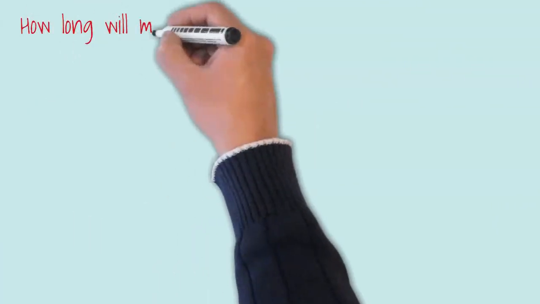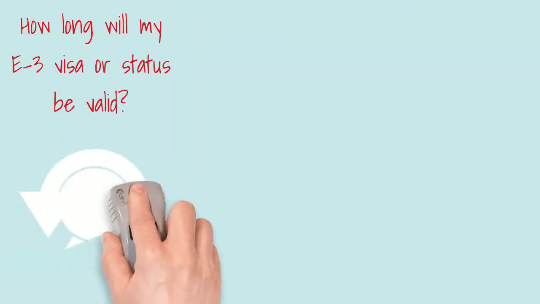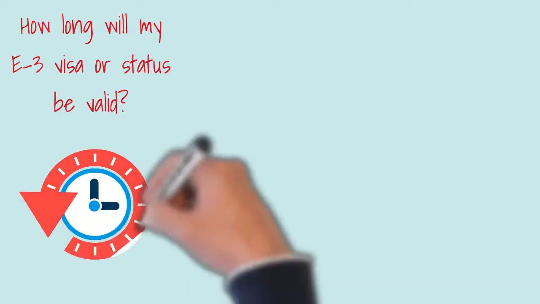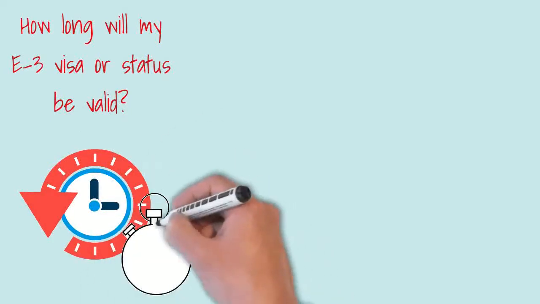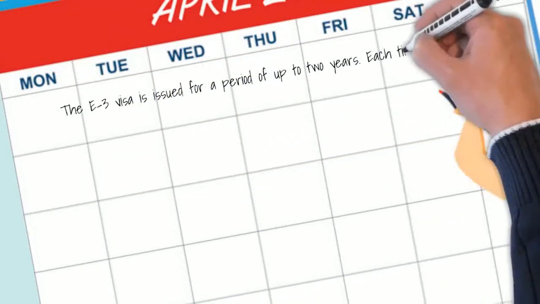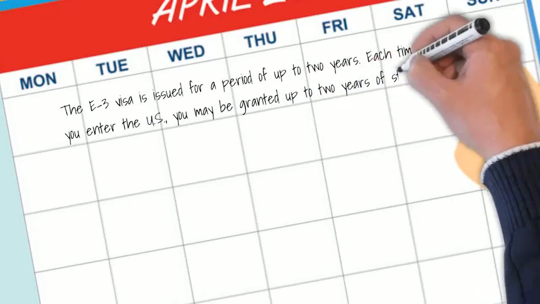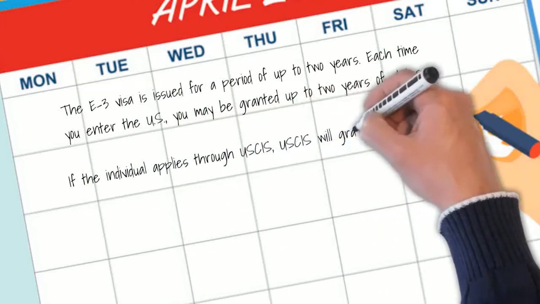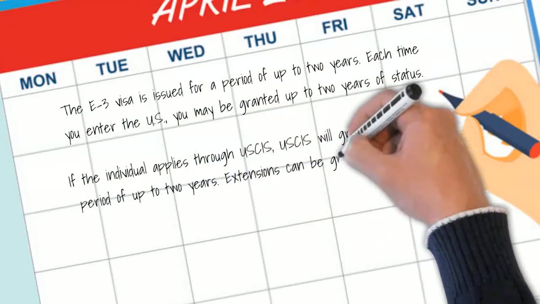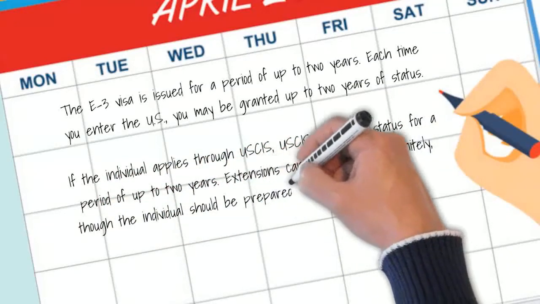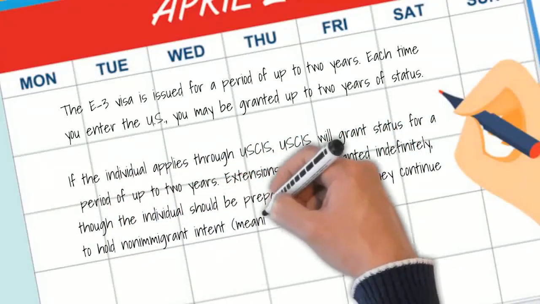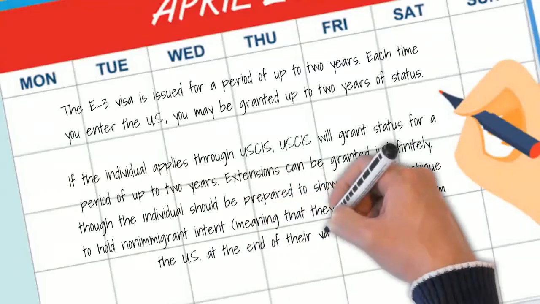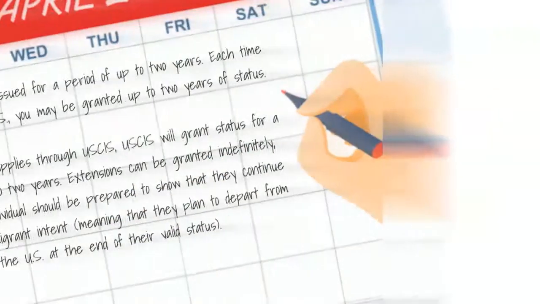How long will my E-3 visa or status be valid? The E-3 visa is issued for a period of up to 2 years. Each time you enter the U.S., you may be granted up to 2 years of status. If the individual applies through USCIS, USCIS will grant status for a period of up to 2 years. Extensions can be granted indefinitely, though the individual should be prepared to show that they continue to hold non-immigrant intent, meaning that they plan to depart from the US at the end of their valid status.